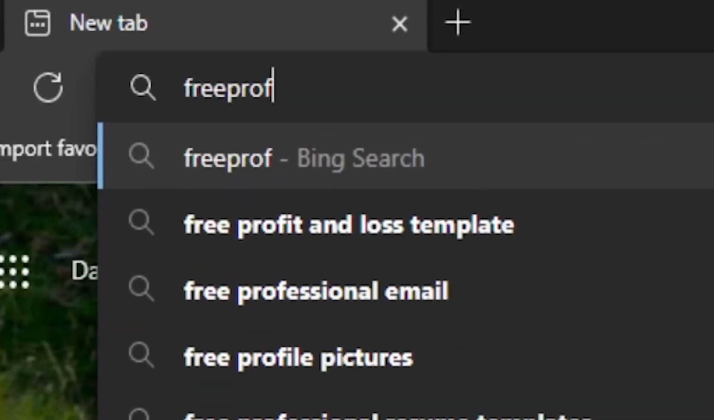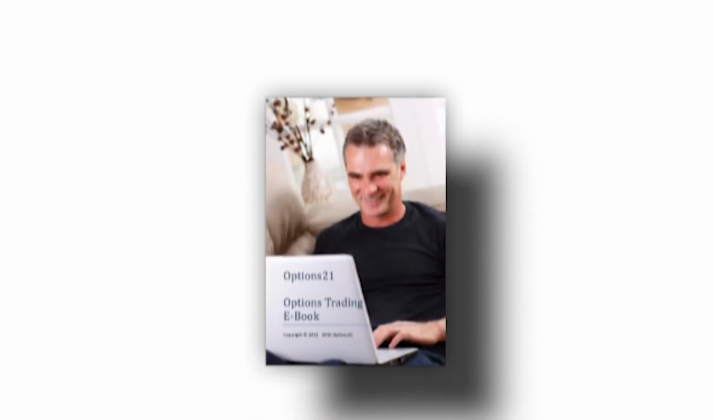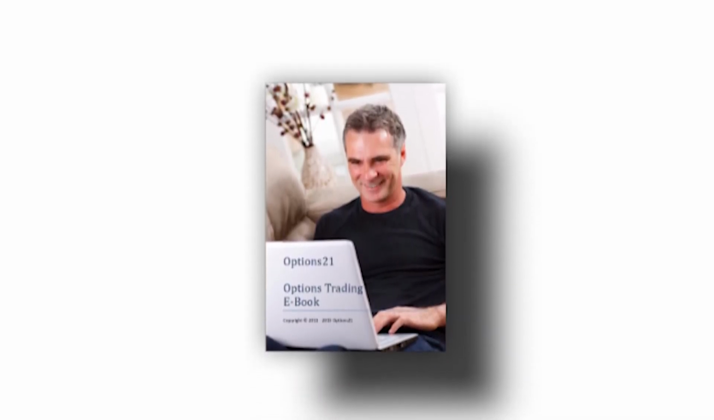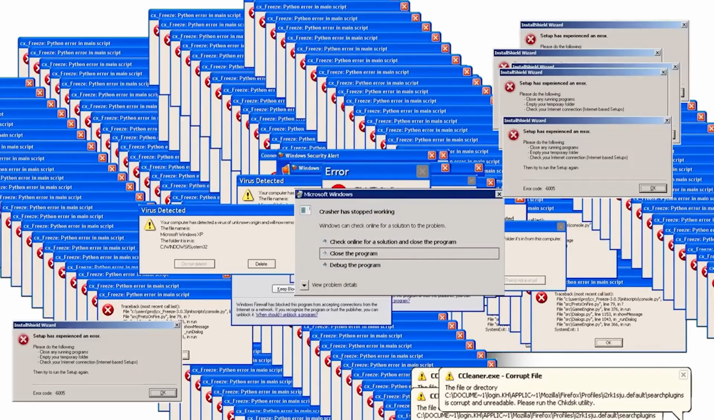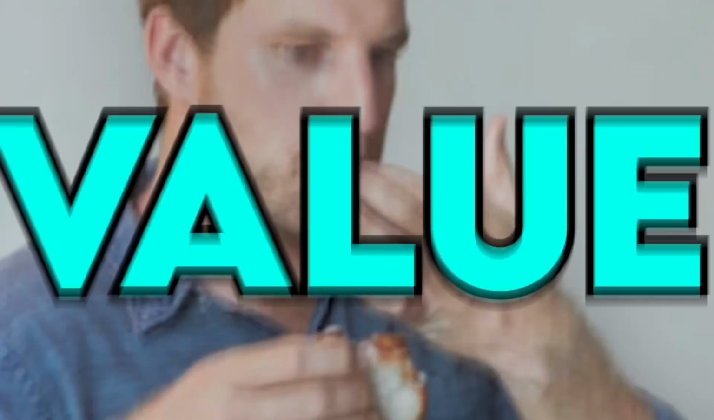That way you don't have to go to a scammy website like freeprofitforyou.net and download their free ebook just to get a virus on your computer. Enough with all the intro stuff, let's get into that juicy, good value.